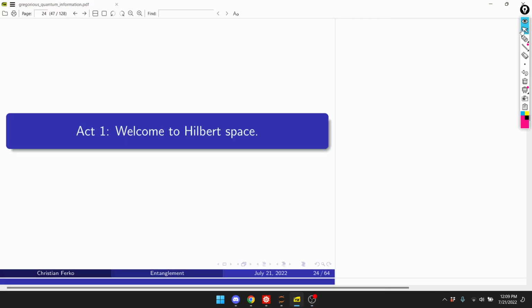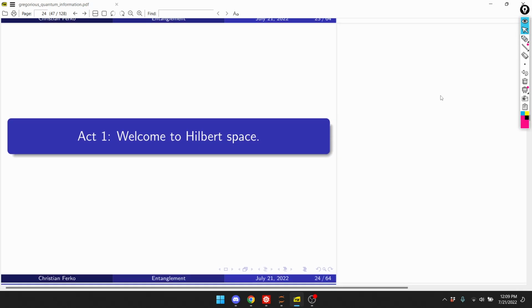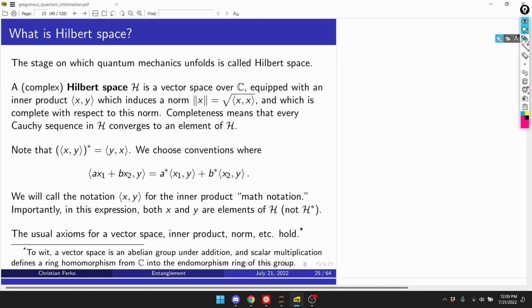All right, so now it will be much less motivation and much more detail. So let's start with Hilbert space. So we're studying quantum mechanics. The stage on which quantum mechanics unfolds is called Hilbert space. So I'll give you the definition, which many of you are likely familiar with.